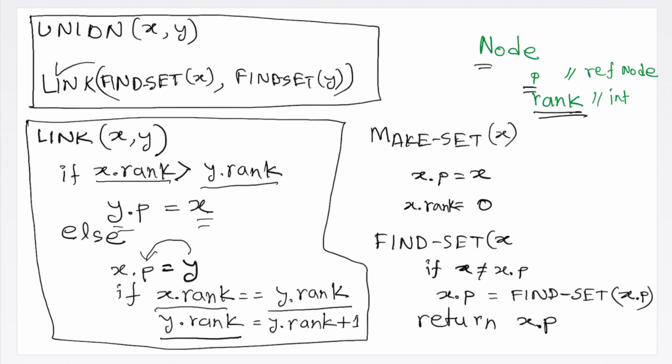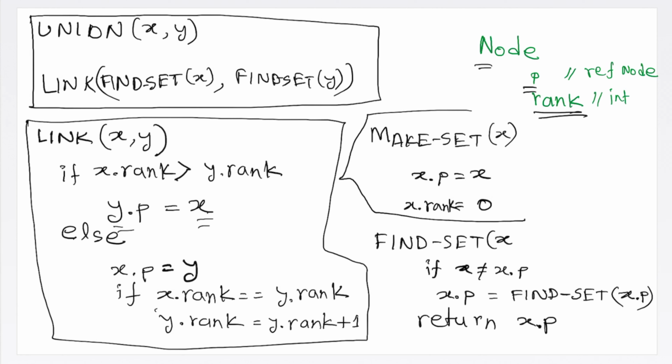Note that if the rank of x is smaller than or equal to the rank of y, then y, which is the second parameter of the link function, becomes the parent. In our examples in this video, when we merge two rooted trees of equal rank, we will make the second parameter the root of the combined tree, because we are using this specific code.